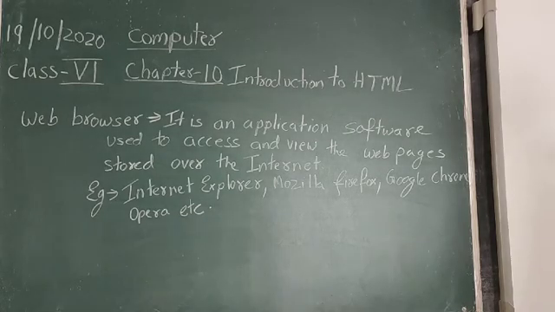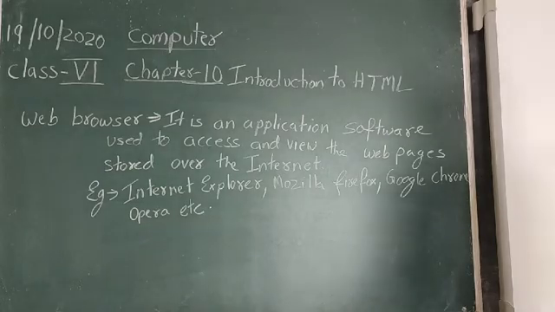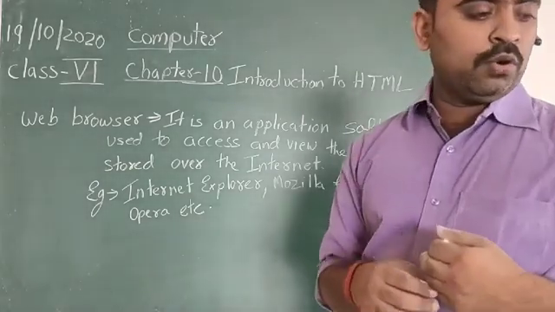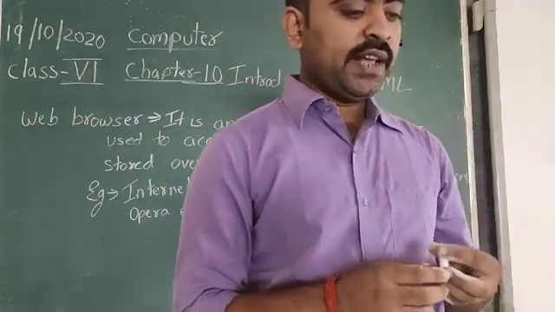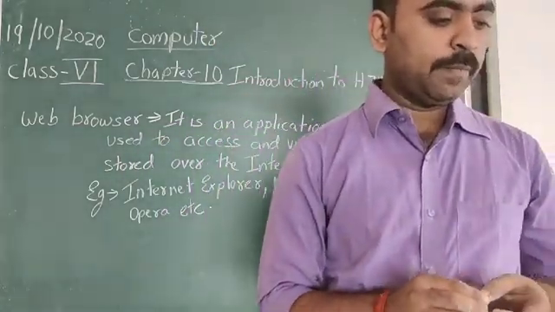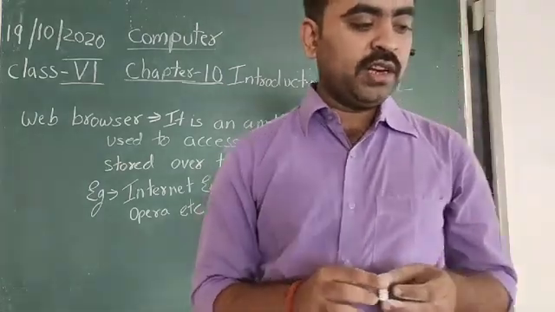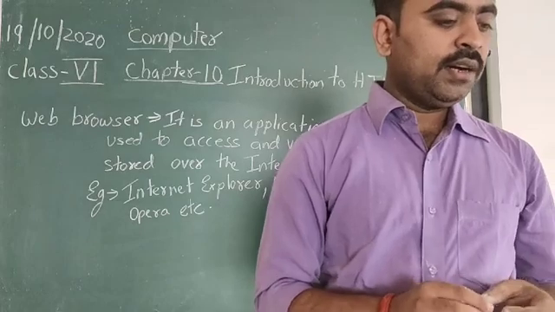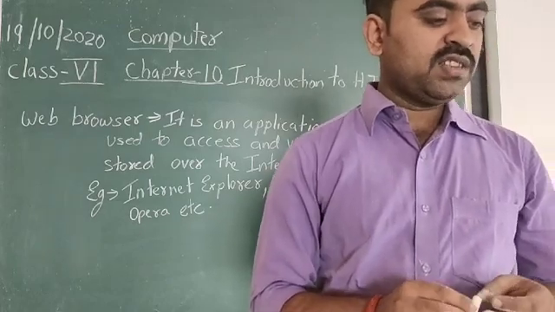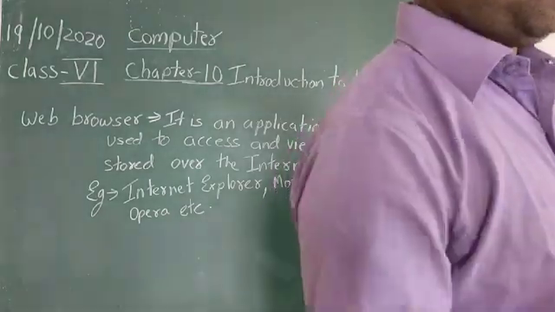Now the next term is World Wide Web. The World Wide Web, or the WWW, or simply the web, is a subset of the internet which contains a huge amount of information. This information is a combination of text, graphics, audios, videos, etc. and WWW allows the user to access the data on the internet.